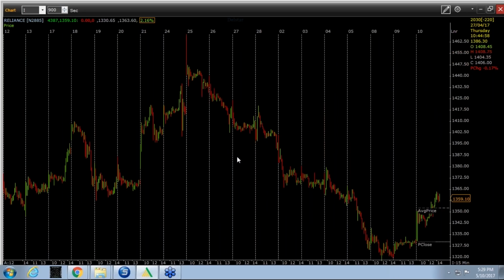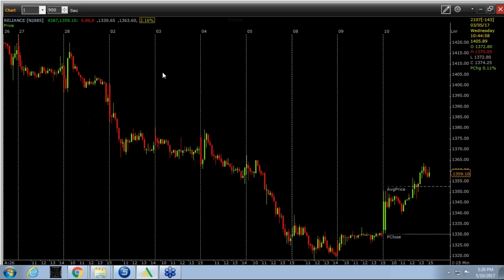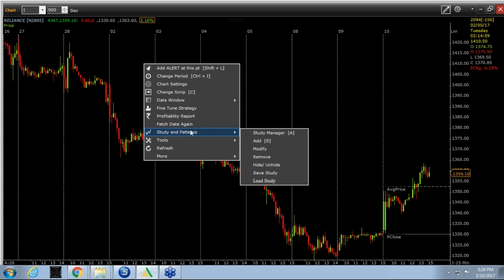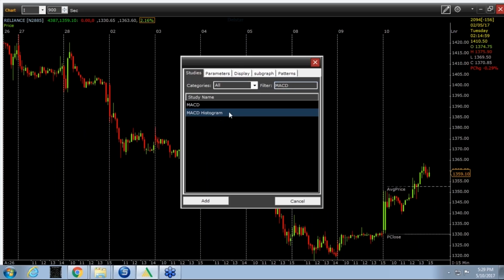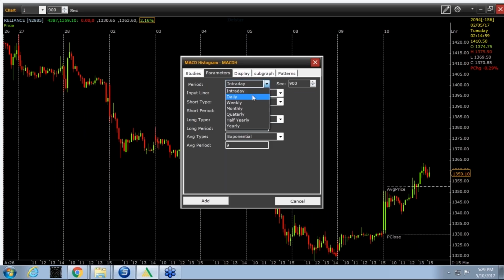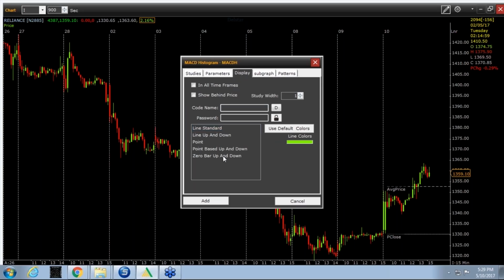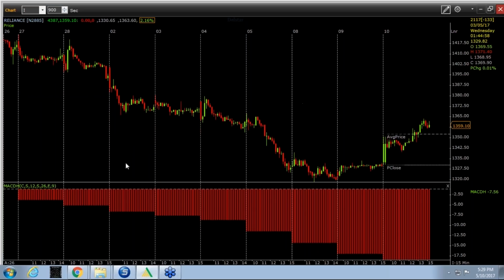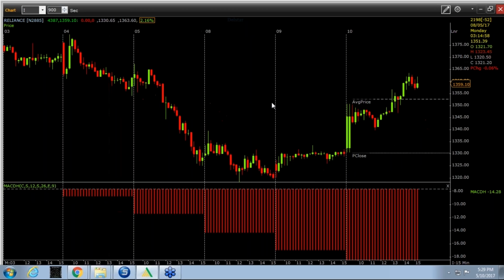I'll just show you a couple of things here. We'll do a right click and then go to add, and we'll do an MACD histogram. So now we'll do a daily MACD histogram here, and we do a 12, 26, and 9, and we do a 0 bar up and down, and we do an add. So now what you can see is that this is a 15-minute chart, but the MACD histogram that we are seeing is a daily MACD histogram which is negative. So that means that the overall short-term trend is down.